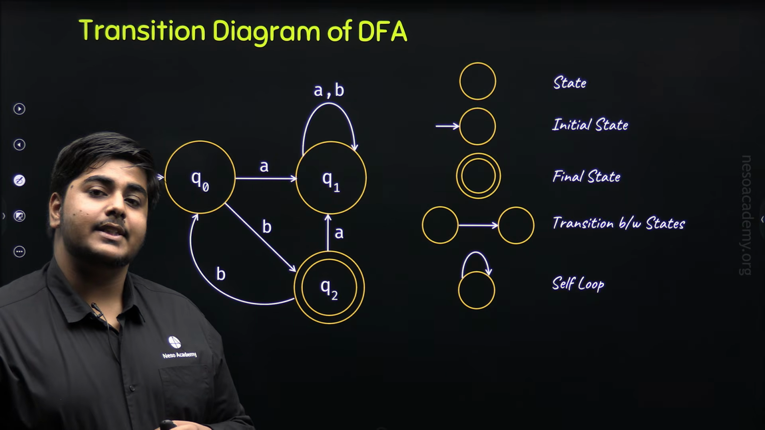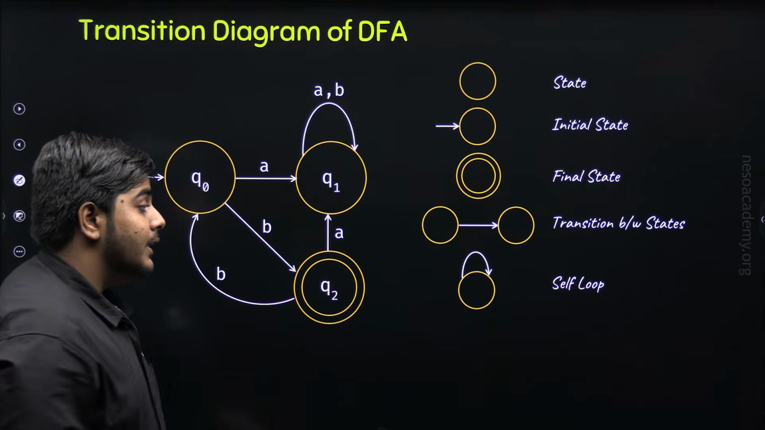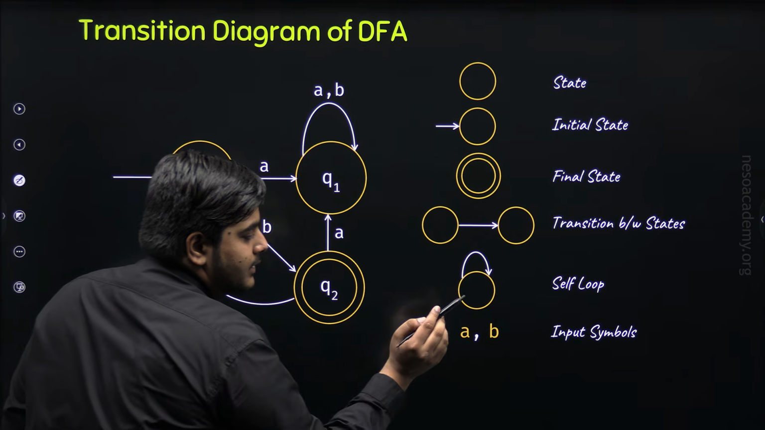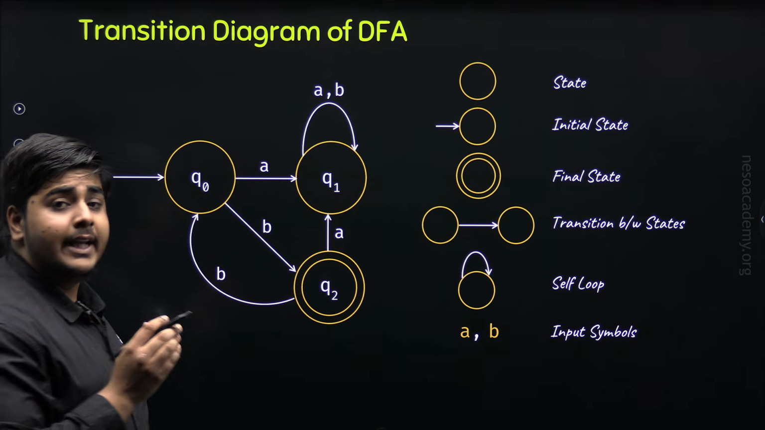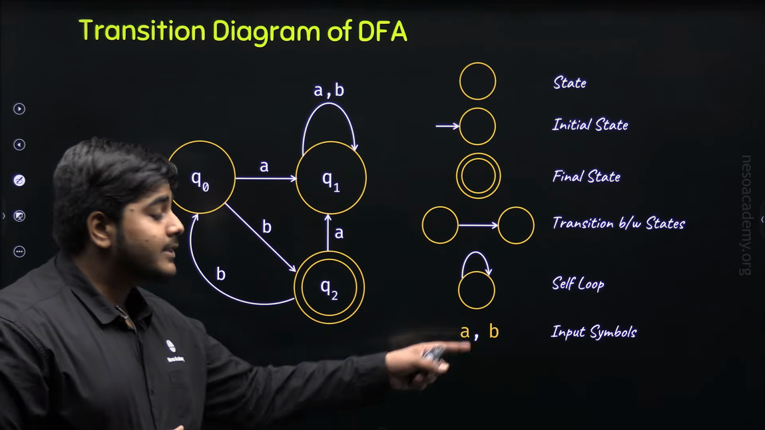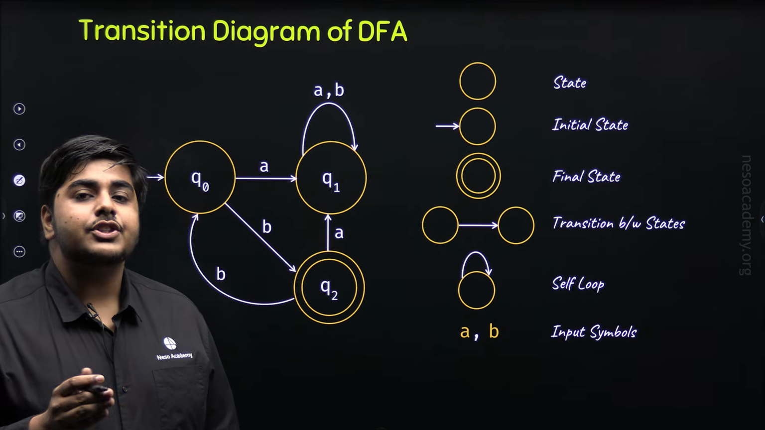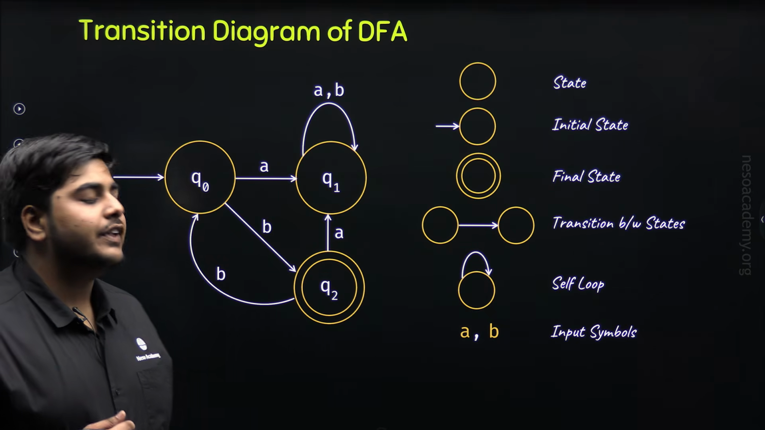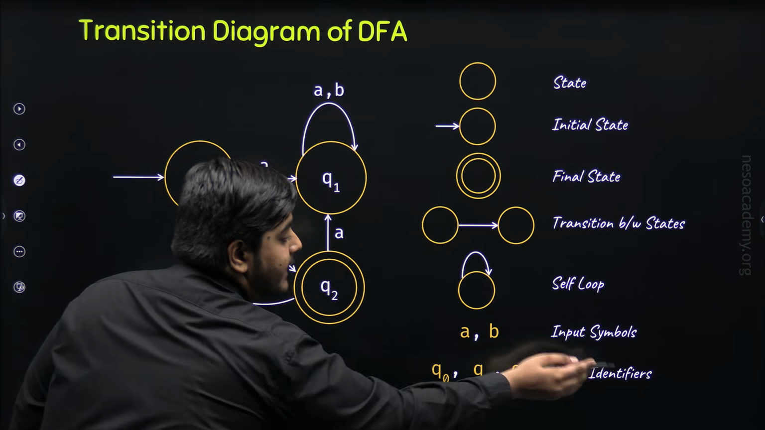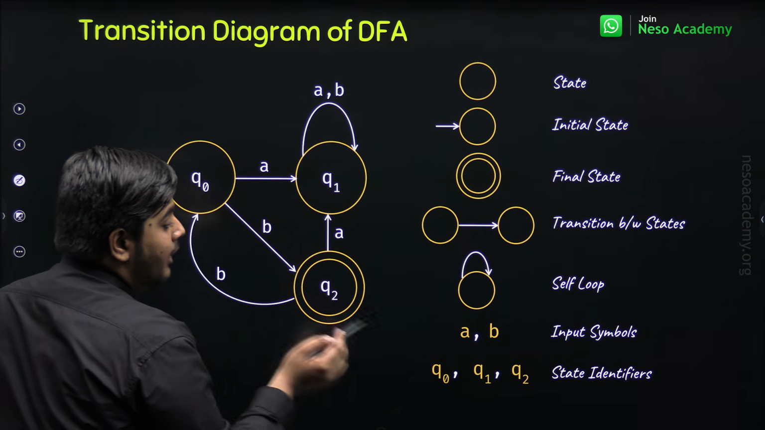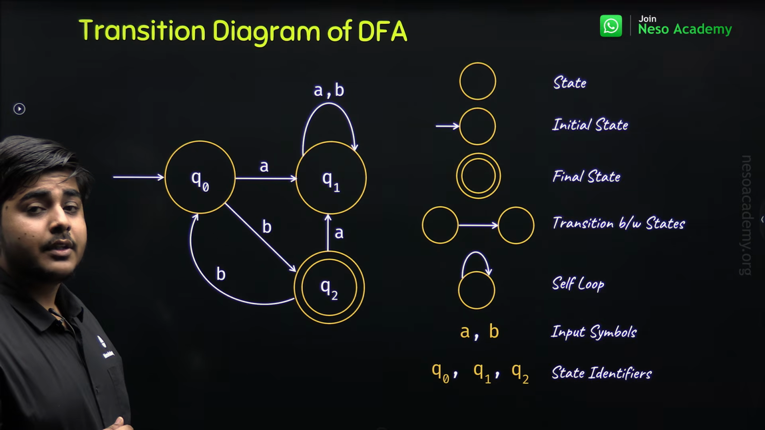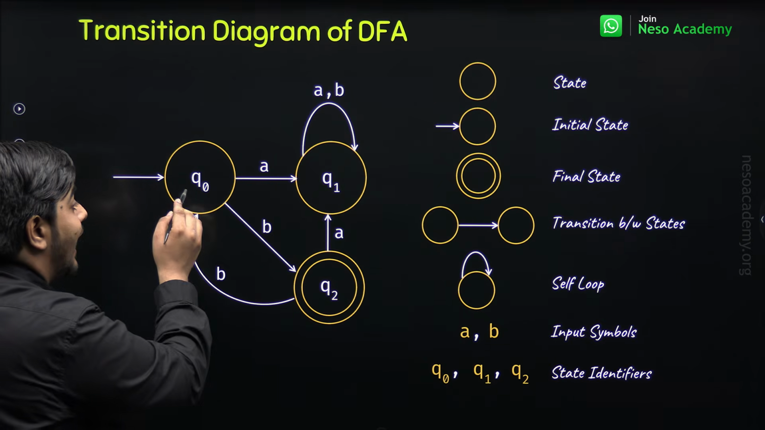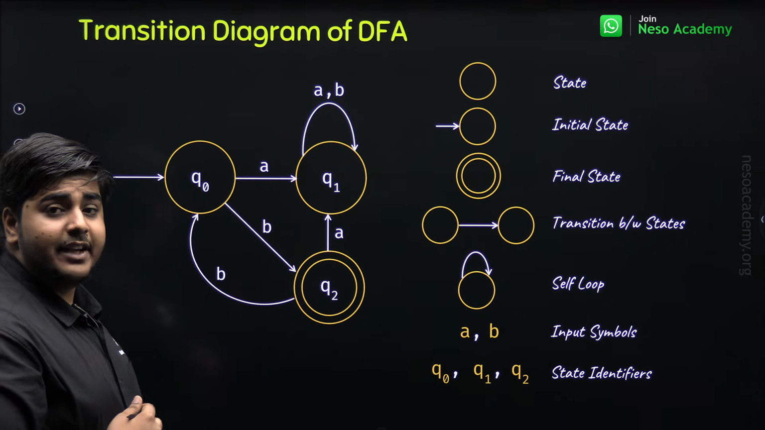So let's move towards the next part of this DFA, that are input symbols. So A and B are used as the input symbols in this DFA. These symbols are the part of our input string. The next part of the DFA is the state identifiers. Here, Q0, Q1 and Q2 are the state identifiers because they are used to identify the three states of the DFA.